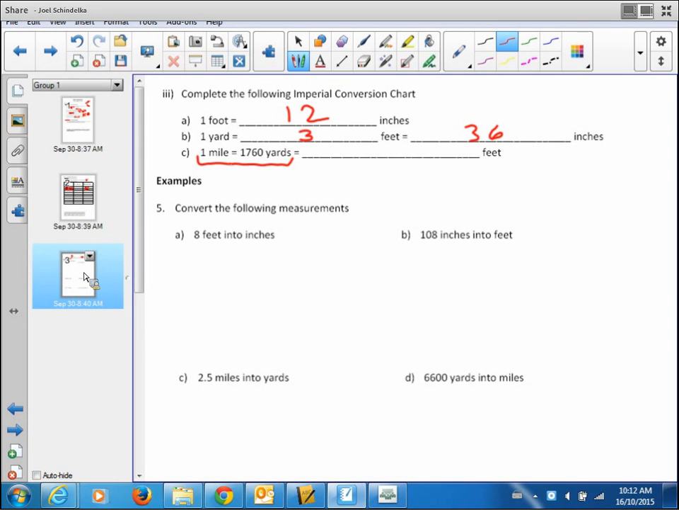But here's the one that I even forget now. 1 mile is 1,760 yards. That's a lot. How many feet is that? That's 5,280. Very few people in your generation would know that off the top of their head. And I don't expect you to, but we're going to know how to use the conversion factors.